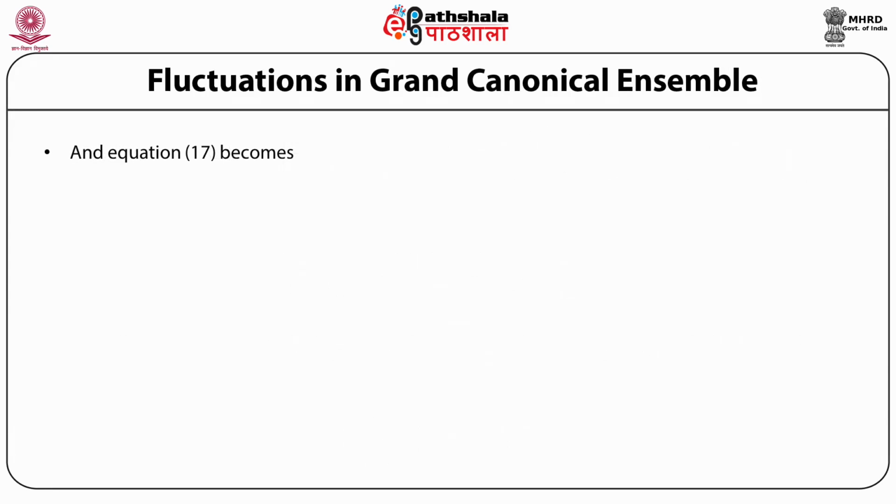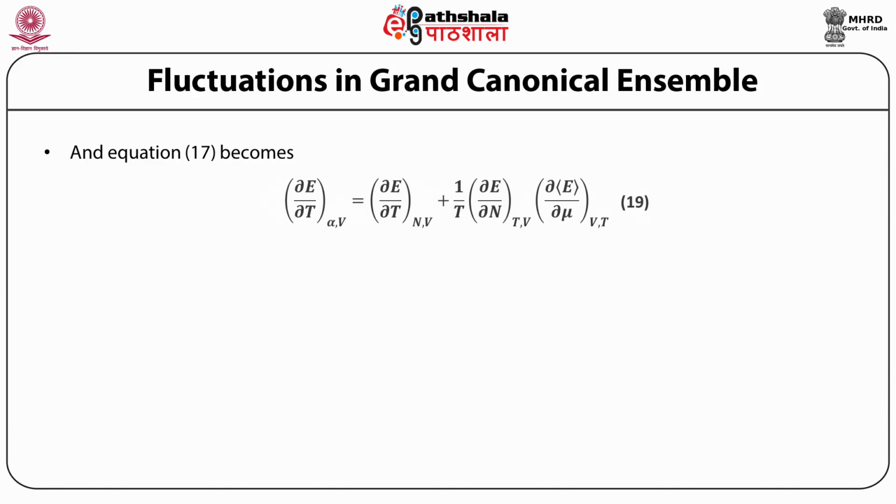And equation 70 therefore becomes the partial derivative of E with respect to T at constant alpha and V, equal to the partial derivative of E with respect to T at constant N and V, plus 1 upon T multiplied by the partial derivative of E with respect to N at constant T and V multiplied by the partial derivative of the mean value of E with respect to mu at constant V and T.